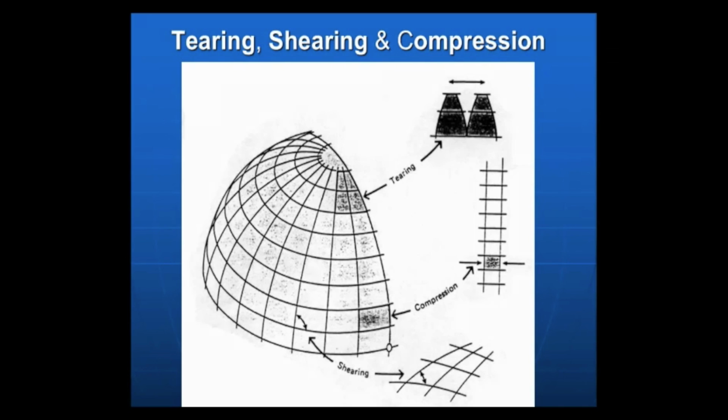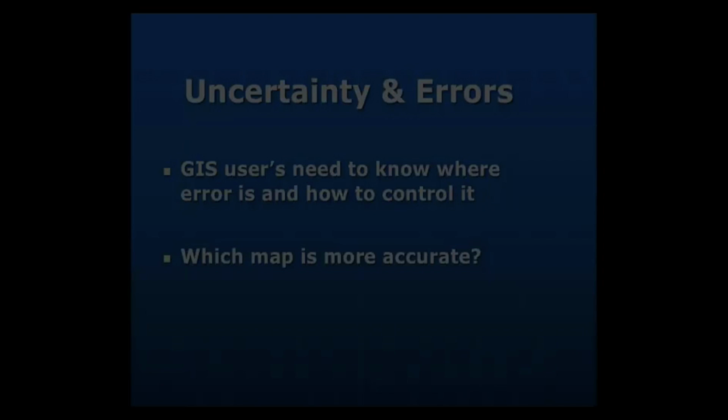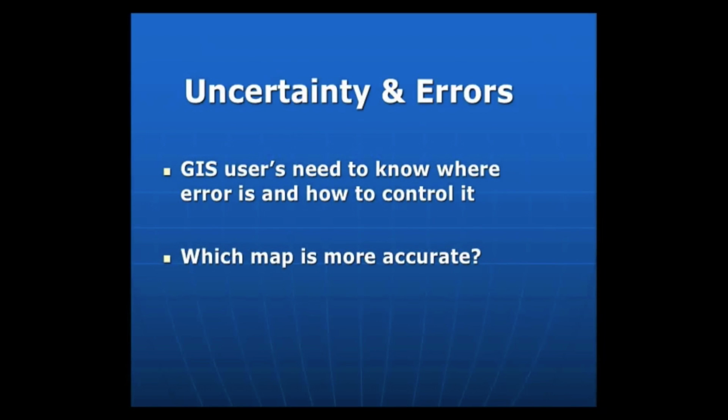And so when are we getting compression and when are we getting tearing? You can think of the Goode Homolosine, where they cut the Earth up. That was one way of projecting and preserving properties inside. So the trick is to know your errors, know your uncertainty, and know how to control the shearing, tearing, compression issues, to move it out to where you don't need it.